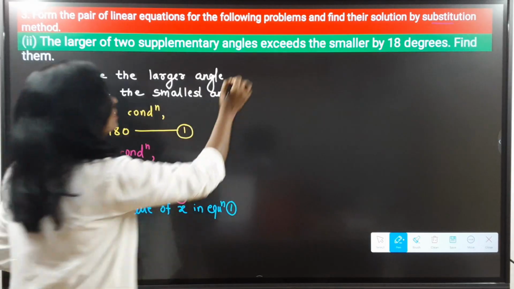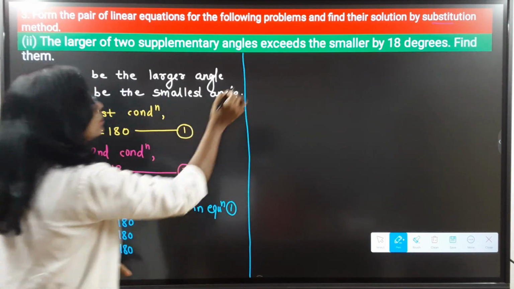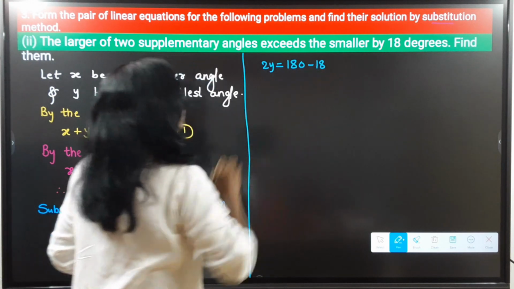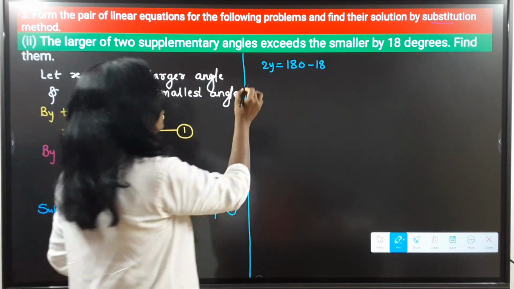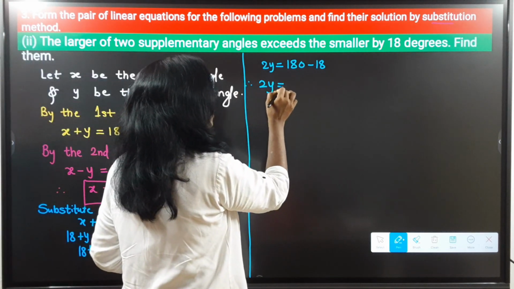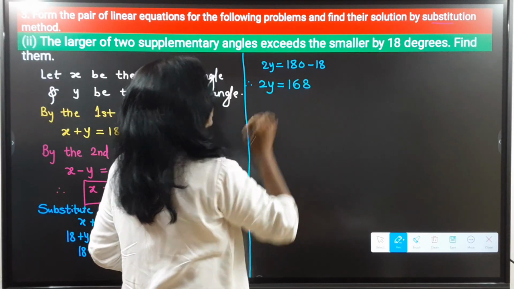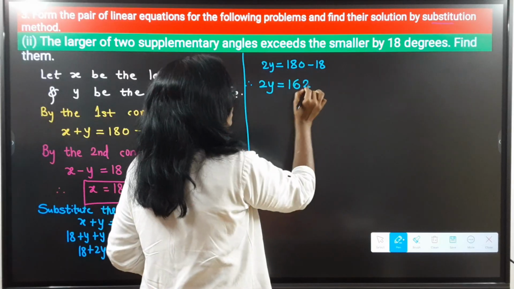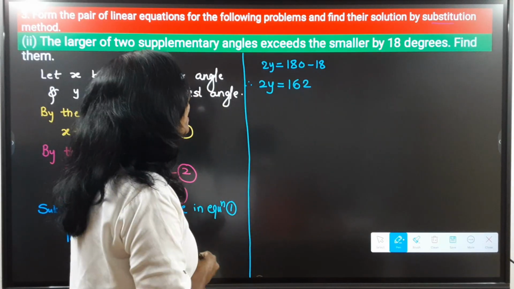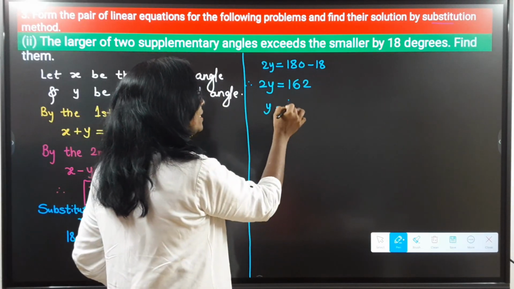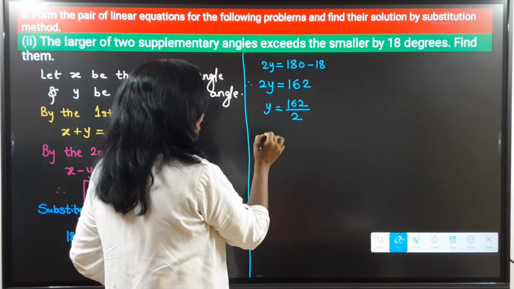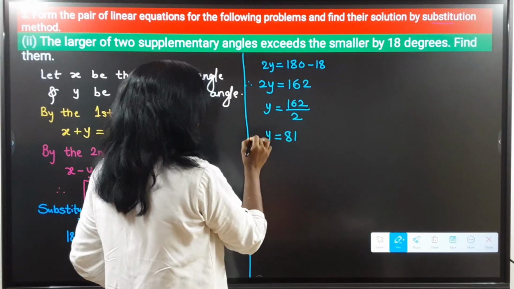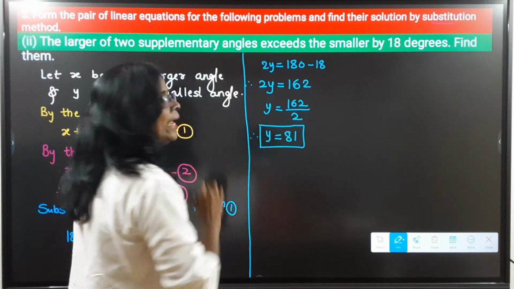The next step will be 2y is equal to 180 minus 18. Therefore 2y is equal to 168. Sorry students, 2y is equal to 162. Okay, then y is equal to 162 upon 2. Therefore y is equal to 81.